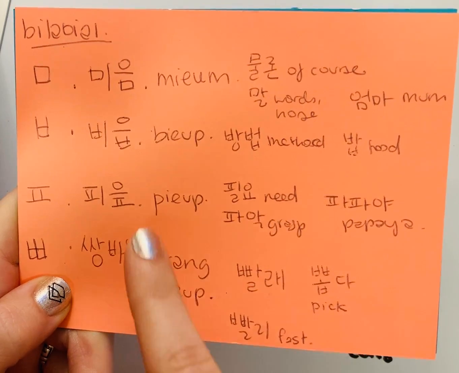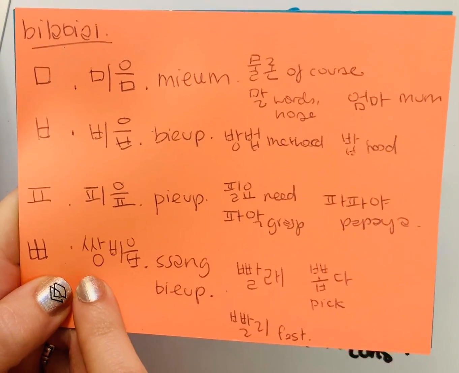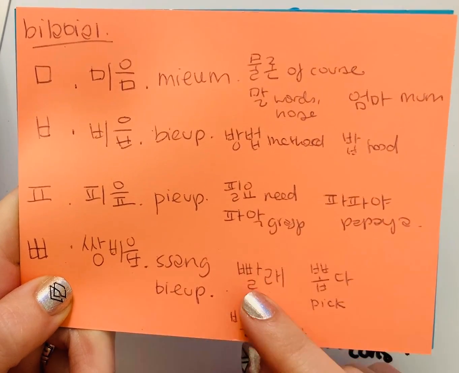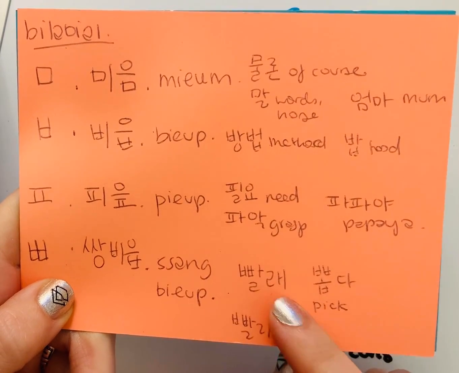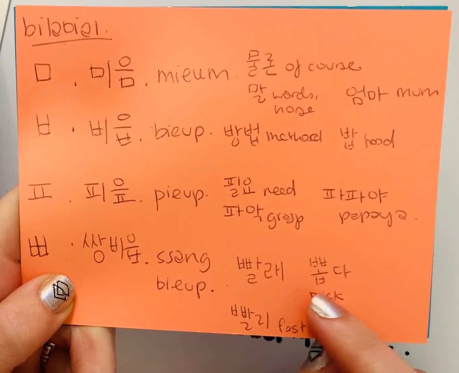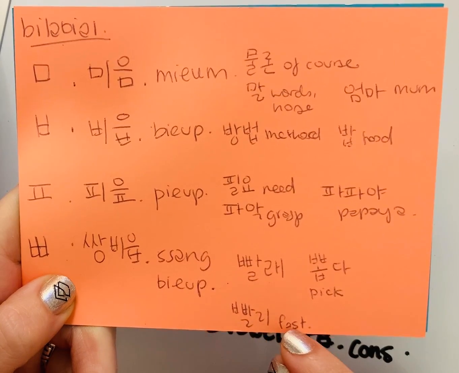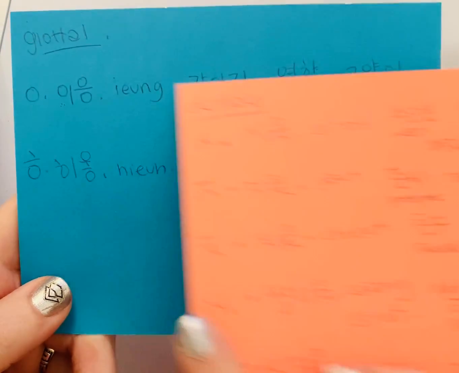Then we have the double, piup. We call it sang piup. We use it in words like the one for laundry, balle. In a verb like to pick something, bopta. In a word like the one for fast, balle. So hopefully that helps.